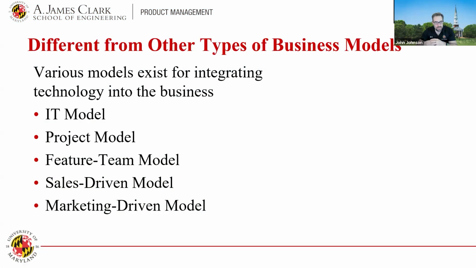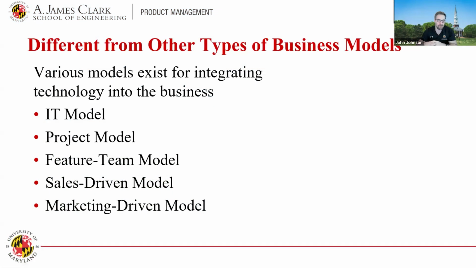There's also the feature team model, which is one where features are identified usually by a single product leader or a couple of leaders, and the interaction is primarily between stakeholders and the teams to gather up feature requests and then deliver them. You can also have a sales-driven model where the goal is to satisfy the needs of the sales team in order to make sales to different customers.